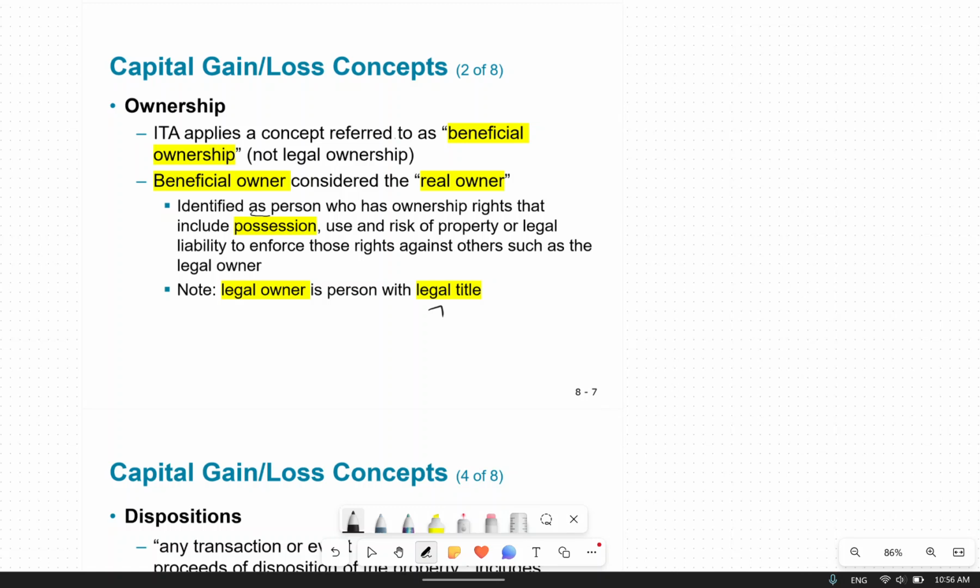a beneficial owner is identified as a person who has ownership rights that include possession, use, and risk of a property, or a legal right to enforce these rights against others, such as a legal owner. So a beneficial owner, in other words, is benefiting from the asset. That's what it means.